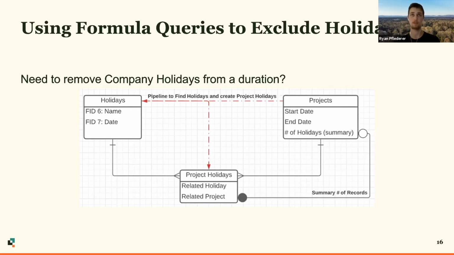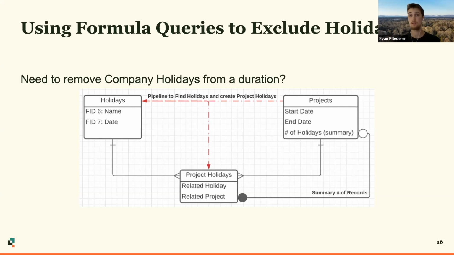So up here on the screen, we've got an example of one way to do it. You have a separate holidays table, you've got the projects table, and then you've got a many-to-many table in between, where you've got a pipeline that's kind of feeding that table. So when a project is updated and the start or end date is changed, let's go grab any holidays within that range. We're going to add them into this many-to-many table of project holidays, and then we're going to summarize that.